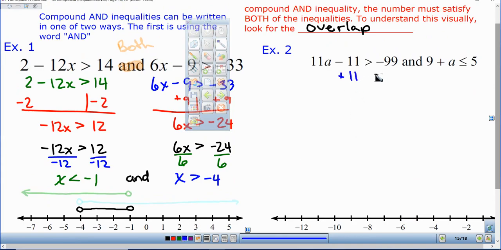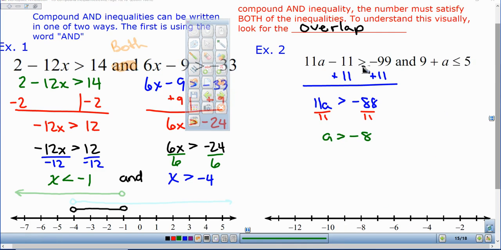I'm not going to rewrite it this time. 11a is greater than -88. Then we would divide by 11, and you will get a is greater than -8. So that's one set of numbers that will satisfy the first inequality, but we have to pay attention to the second one. On this one, you're going to subtract 9 in order to find those answers, and you'll get a is less than or equal to -4.